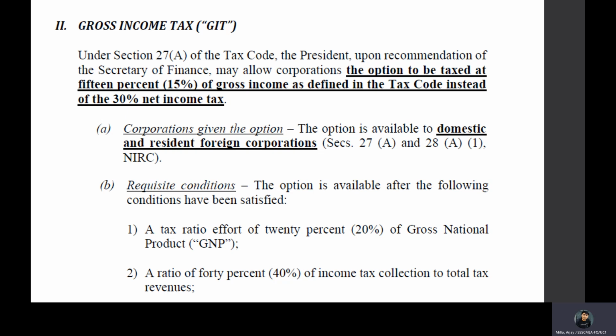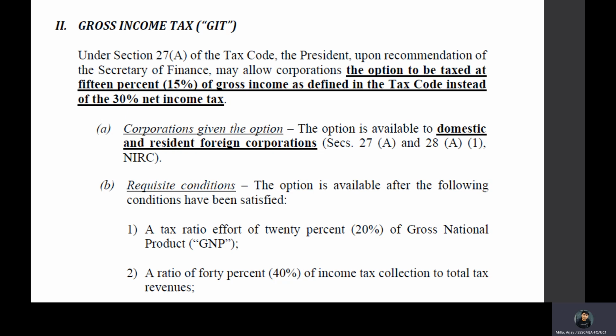So next, gross income tax. So under Section 27(A) of the Tax Code, ito yung other privilege na grinant ni BIR. But meron siyang mga requisites or requirements that need to be met bago ma-avail 'tong privilege na 'to. So the corporations have the option to be taxed at 15% of gross income as defined in the Tax Code instead of the regular 30% net income tax. So applicable lang siya sa domestic and resident foreign corporations.